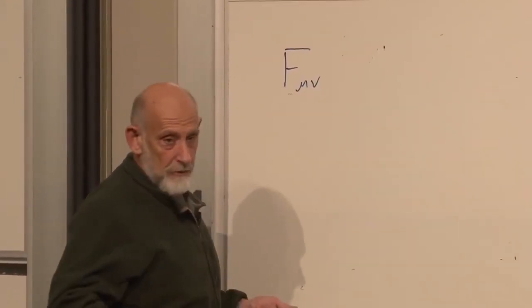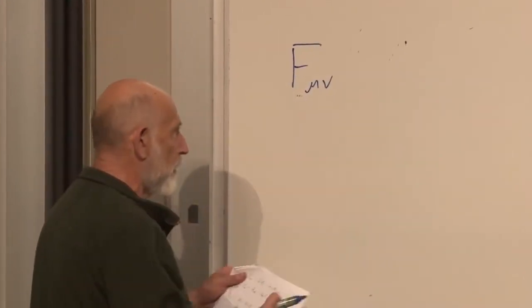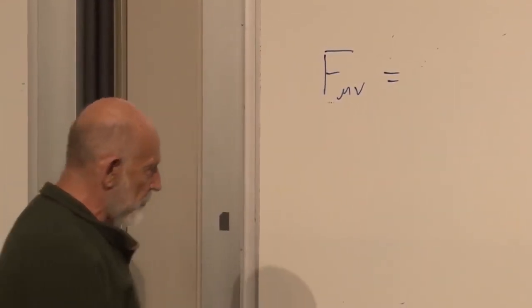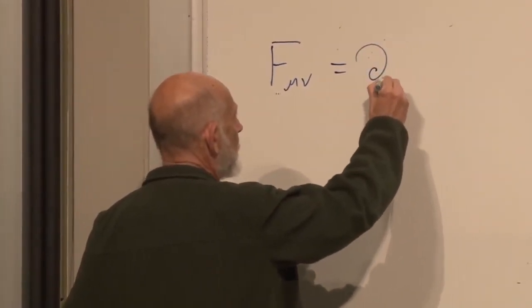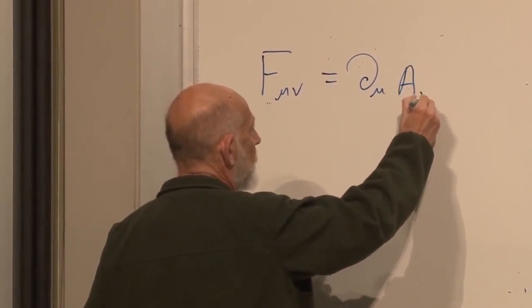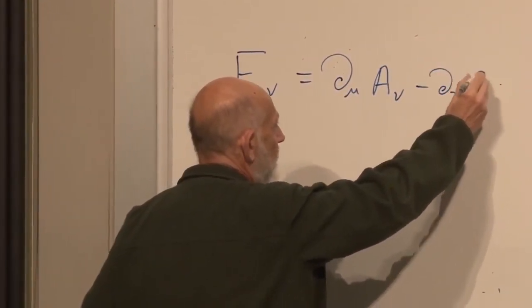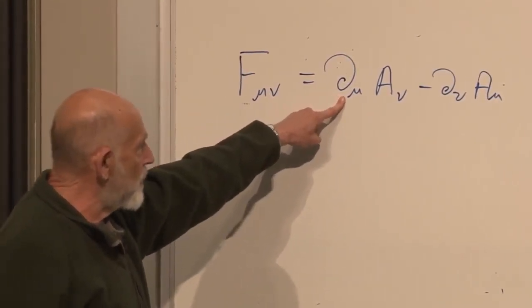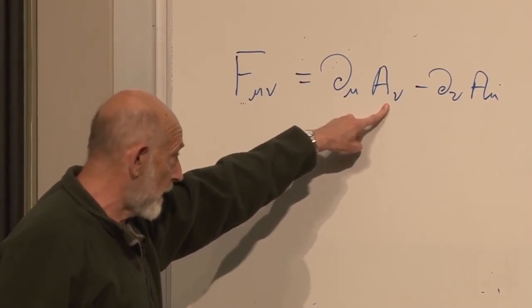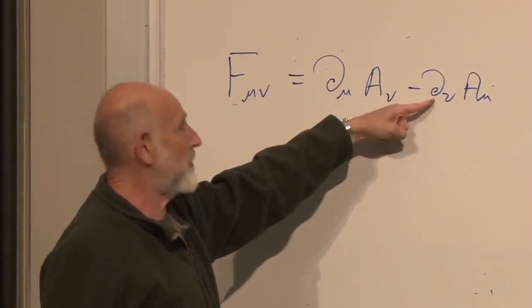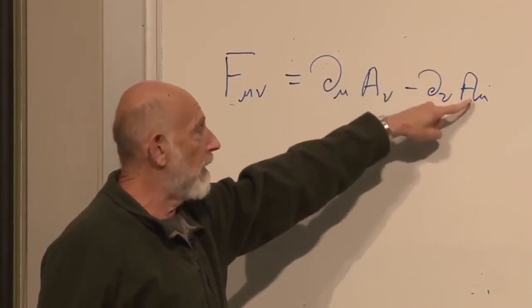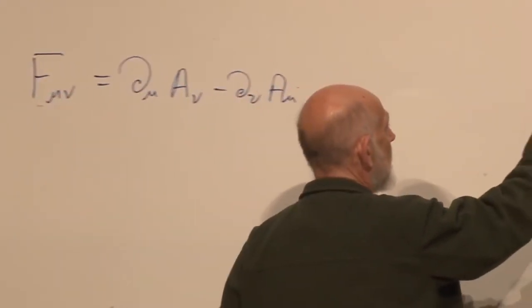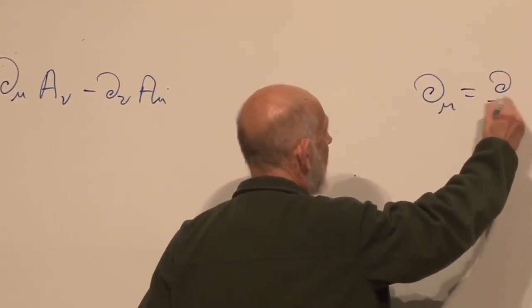Just to put everything out on the table, F mu nu happens to be expressed in terms of the vector potential. Let's write it, although I don't think I'll use it for the moment. D mu A nu minus D nu A mu. This means the derivative with respect to x mu of the nu component of the vector potential minus the derivative with respect to x nu of the mu component. D sub mu means d by dx mu.